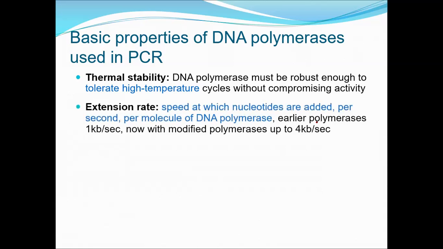Then the extension rate, that means the speed at which it adds nucleotides per second per molecule of DNA polymerase. Earlier DNA polymerases used to have an extension rate of 1 kilobase per second, but now with the modified polymerases you can even have 4 times more, that is 4 kilobase per second.